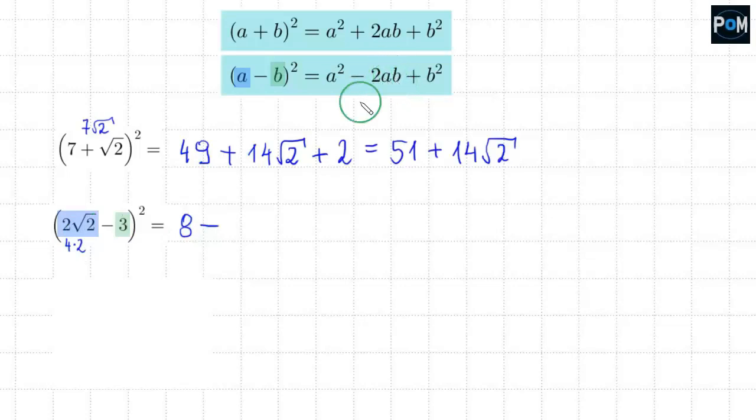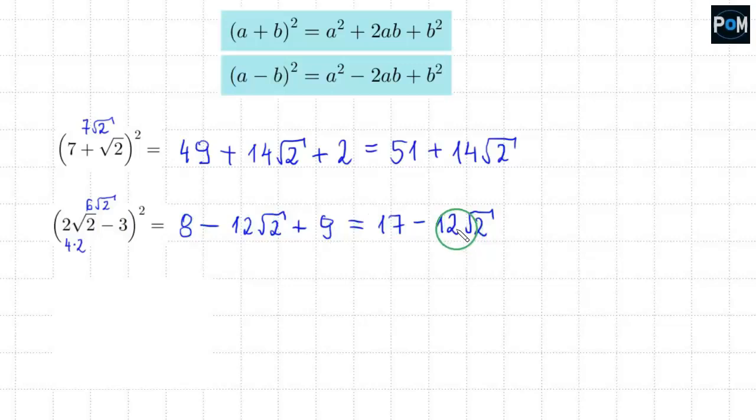This times this, I have to multiply. 2 times the square root of 2 times 3 is 6 times the square root of 2. This is ab, and I have to double it. I will get 12 square roots of 2 from this. And finally, there is plus 3 squared. 3 squared is 9. I can still reduce this 8 and 9. It is 17 minus 12 square roots of 2.